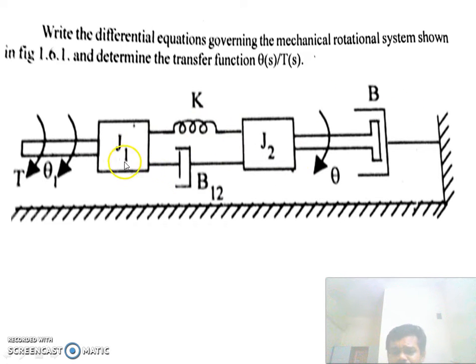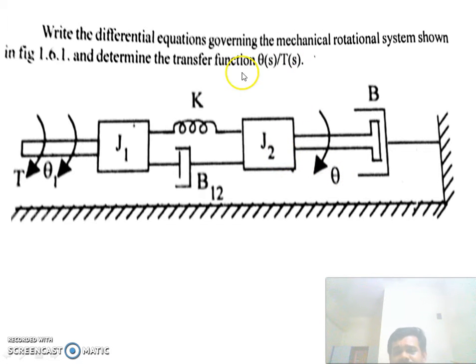Here you are having two rotational masses, J1 and J2. To J1 you are having a spring K and a dashpot B12, and to J2 you are having one dashpot. One end is connected to J2 and the other end is fixed. By applying this rotational torque T, we are having an angular displacement of theta 1 in J1, and an angular displacement of theta in J2.